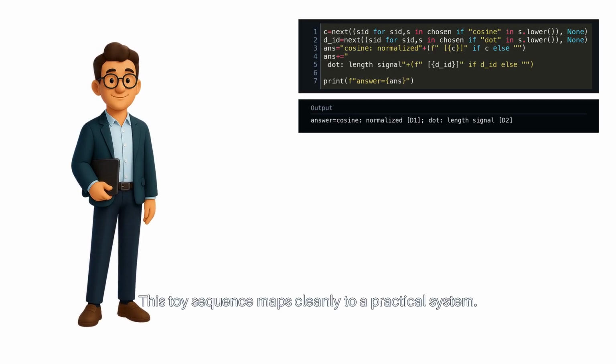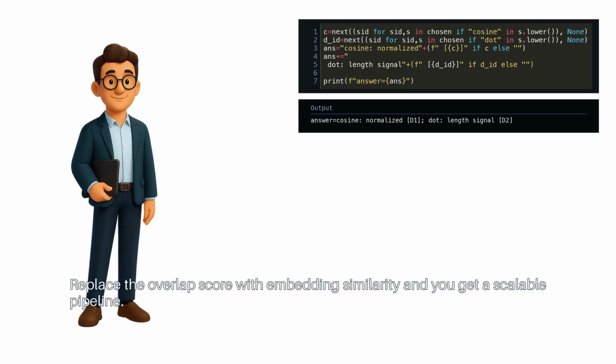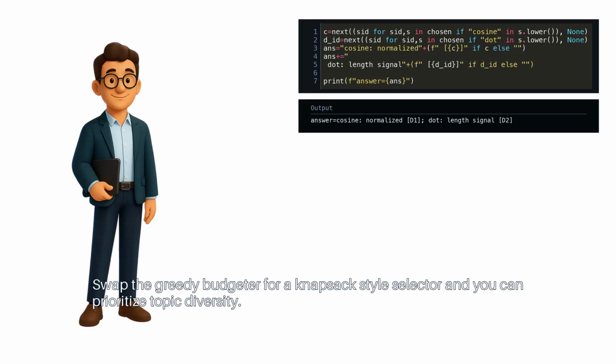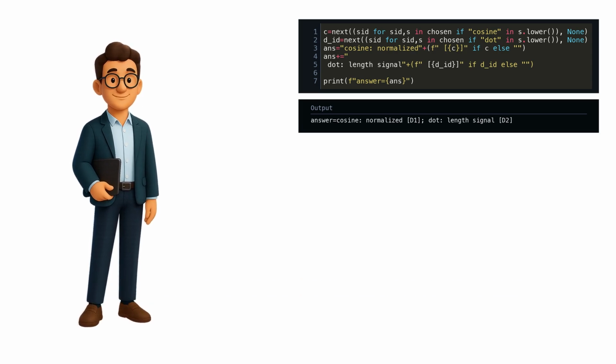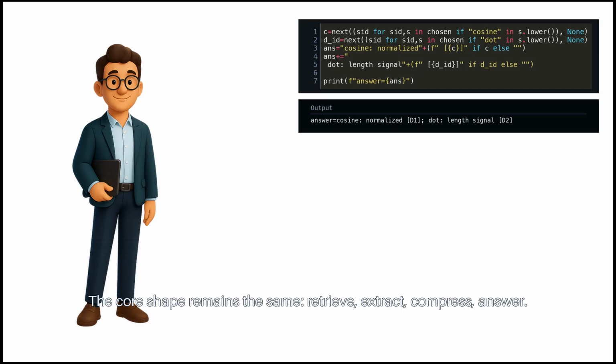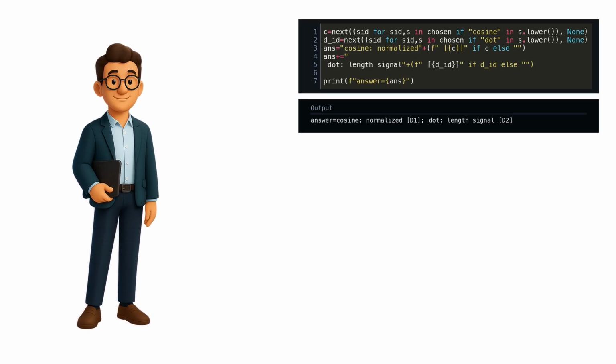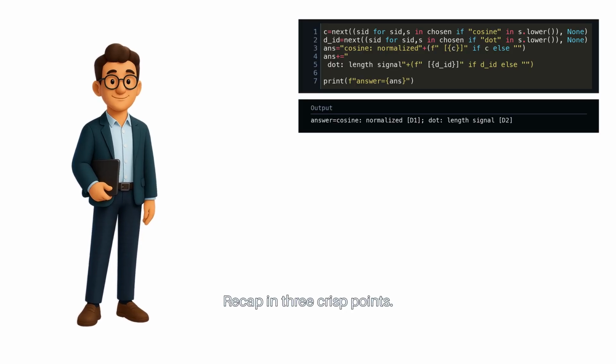This toy sequence maps cleanly to a practical system. Replace the overlap score with embedding similarity, and you get a scalable pipeline. Swap the greedy budgeter for a knapsack-style selector, and you can prioritize topic diversity. The core shape remains the same. Retrieve, extract, compress, answer. Recap in 3 crisp points.